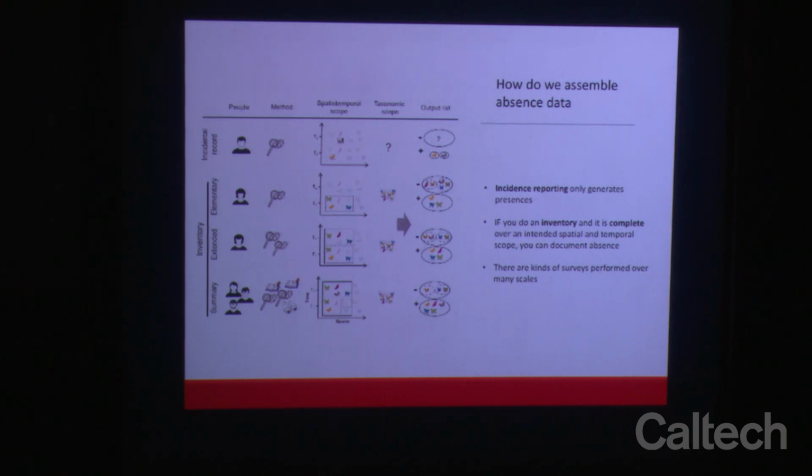Most of the time, but we do have growing bodies of absence data. These presence data are based on incidental records. They don't really have a taxonomic scope, and usually no sample method is described. But absence data can be generated from more of an inventory approach, where we're looking at elementary or extended or summary inventories at broader spatial and temporal scopes. And those can generate these key absence records that can feed into models.